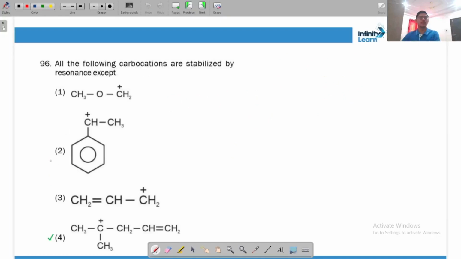Okay. All the following carbocations are stabilized by resonance, except here we have a lone pair adjacent to the positive charge. Here we have a pi bond, right? Here we have a pi bond, but in this case, all the carbons are saturated. So it is hyperconjugation stabilized, but not resonance stabilized.